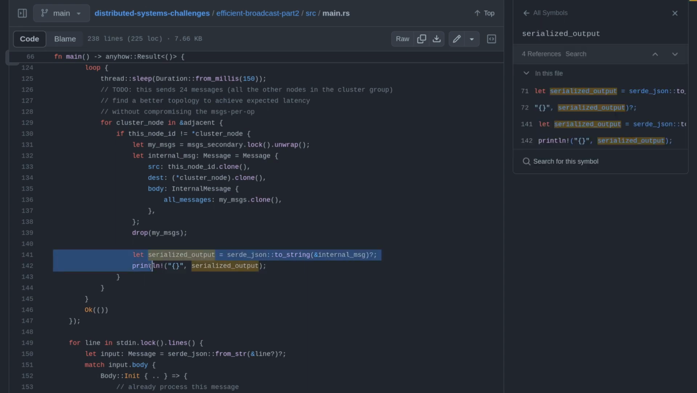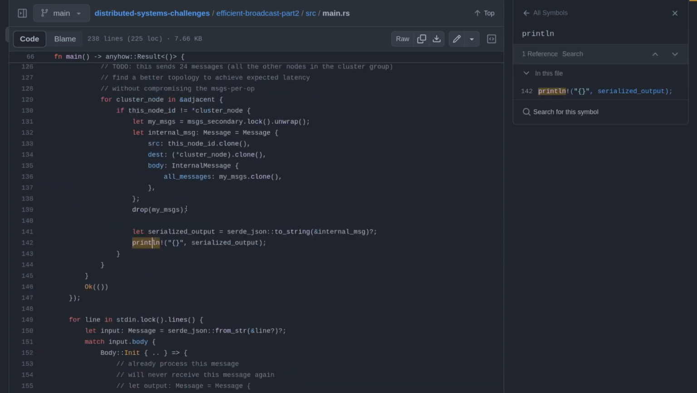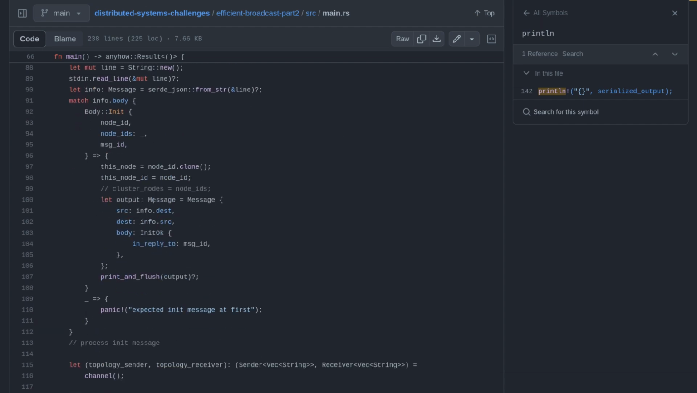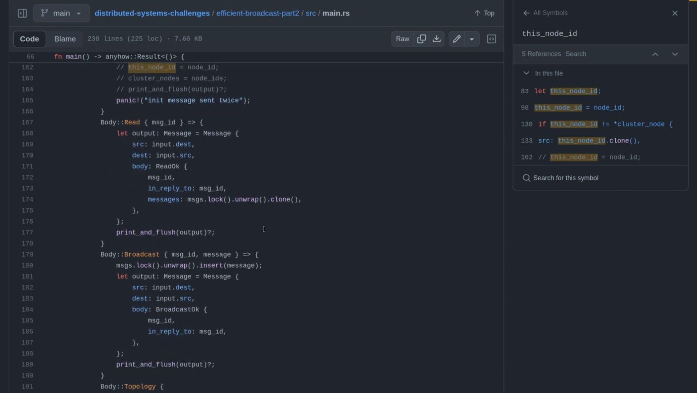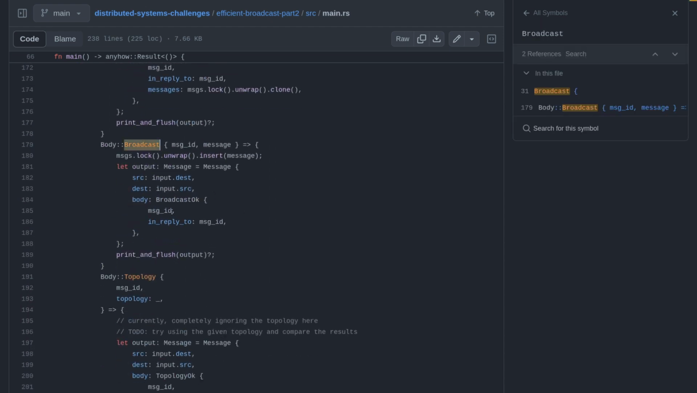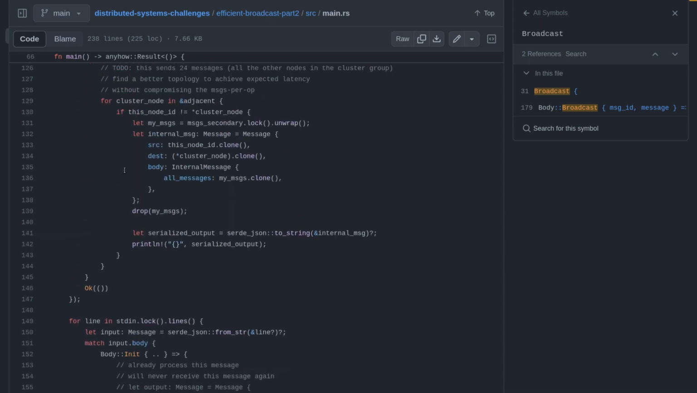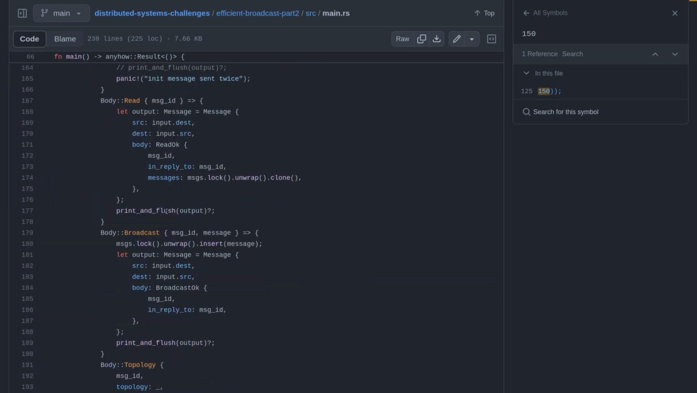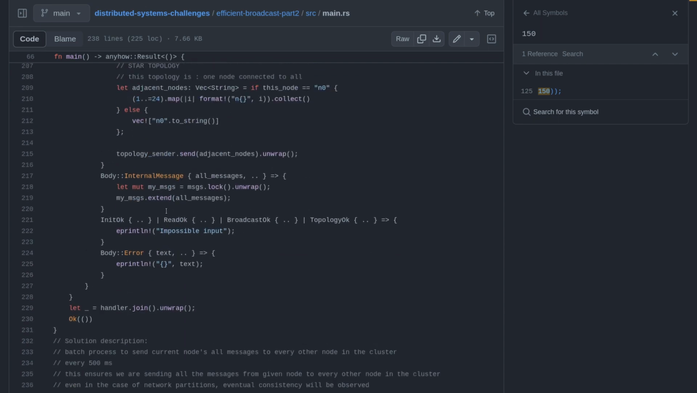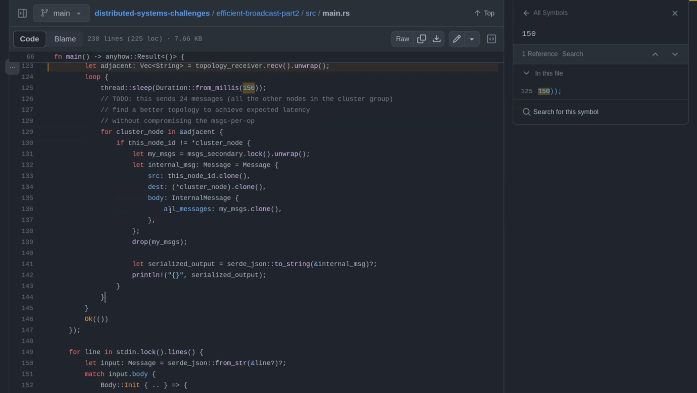We are printing it to the standard output here. The init message we are already processing here to extract the node ID. Now for the broadcast message, we are not going to invoke any internal message after a broadcast message is received. We are spawning a separate thread which is running an infinite loop every 150 milliseconds. It is going to inform all the other nodes in the cluster. The way this is also fault tolerant is because we are sending all the messages.